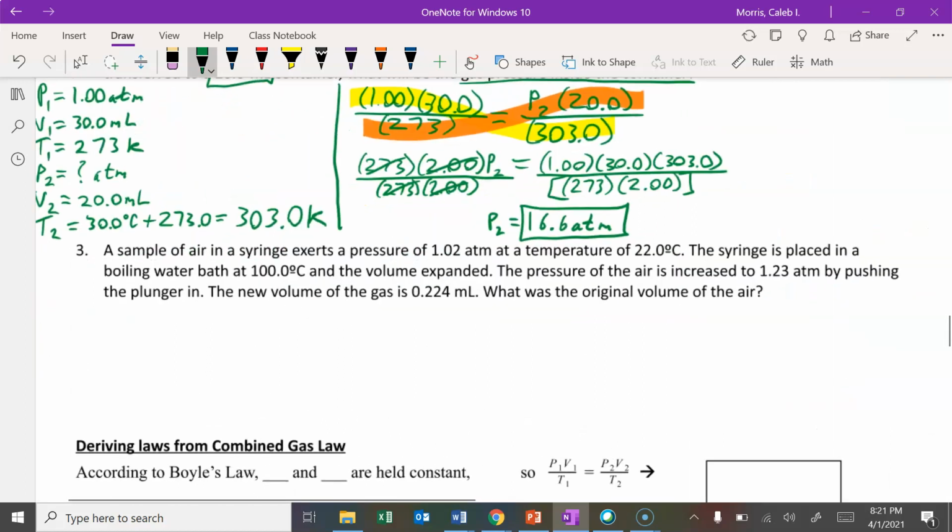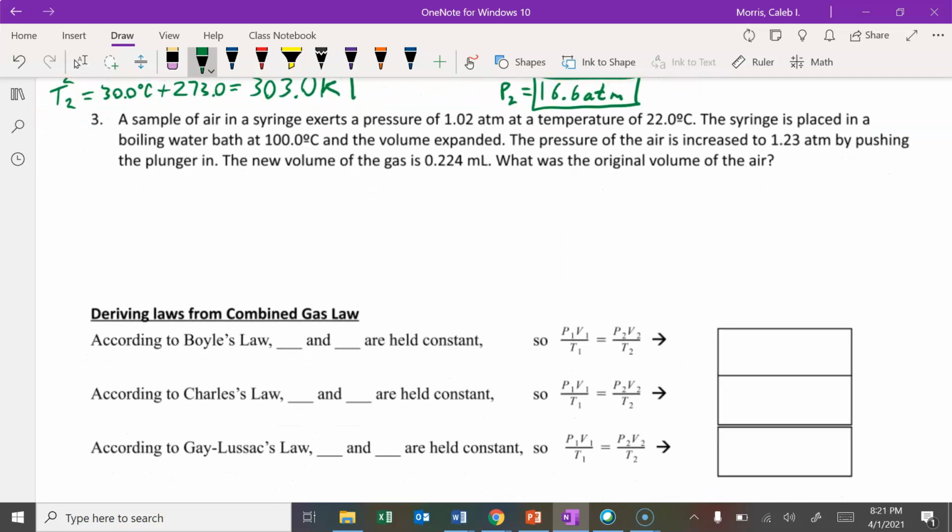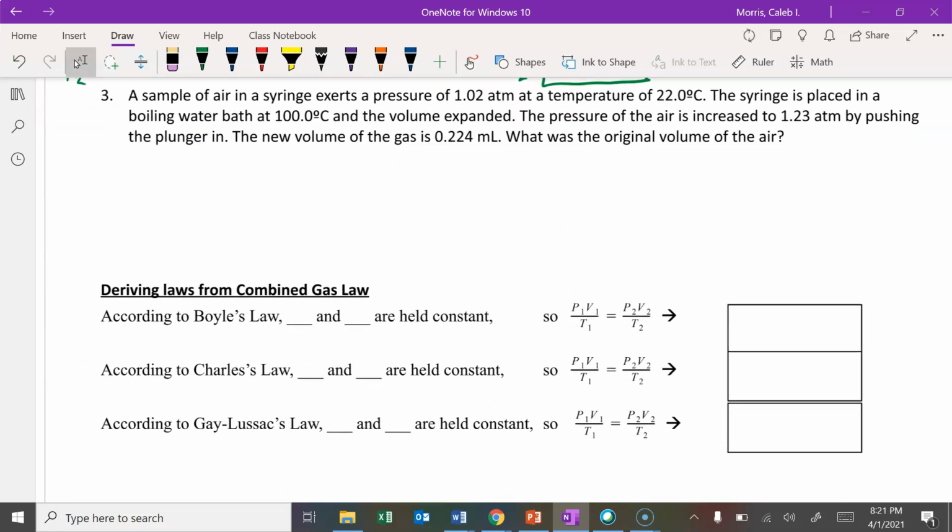Okay, we got one more example where we're applying this formula in this way, and then we're going to learn a little trick to come up with all the other equations, which is going to be really useful and a quick trick for you to use on the test.